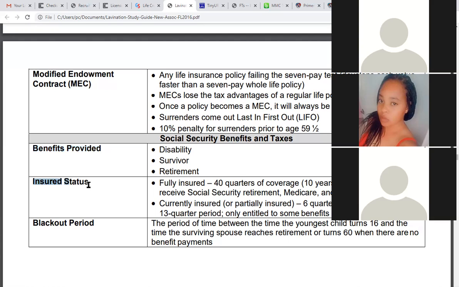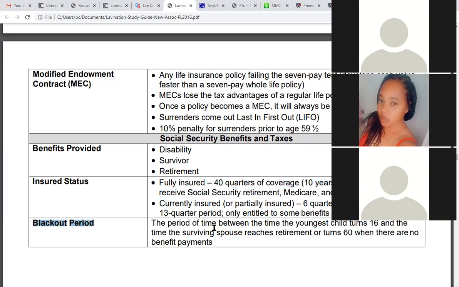There is something you need to know about Social Security, which is insured status. Fully insured means you have 40 quarters. That means about 10 years of work, because every year you get 4 quarters, and that's why you need 40 quarters. You have to work for 10 years to be entitled to full Social Security, Medicare or survivor benefits. If you don't work for 10 years, you aren't going to get that. Currently insured, or partially insured, means 6 quarters of coverage during a 13-quarter period. You're only entitled to some benefits, not all. In order to get all benefits, you have to be fully insured.